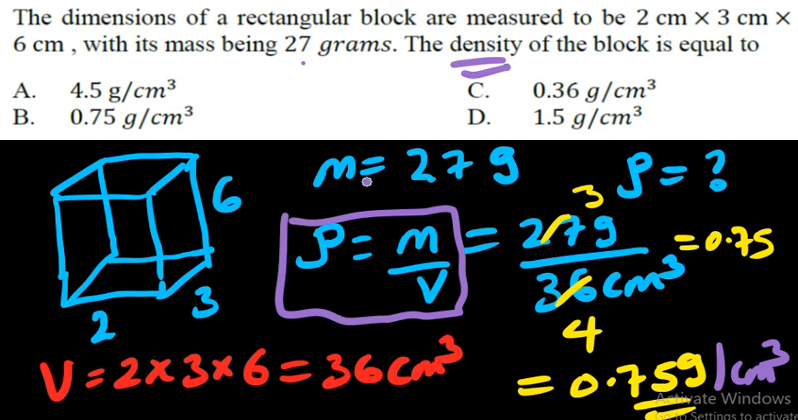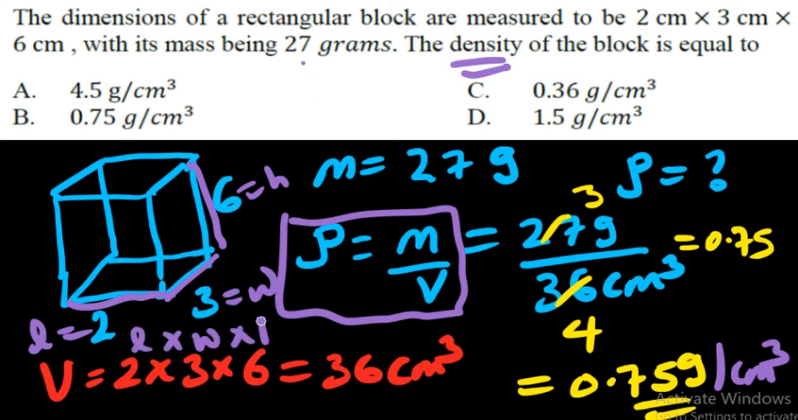The volume is not directly given, but since it is a rectangular block, the dimensions are given to you. Rectangular block means it's a prism, so it has length, width and height. This is the height, this is the length, and this is going to be the width. So volume will be length times width times height. Try to recall this formula again. Then you can get the volume, divide, and simplify. Finally the answer is going to be B.